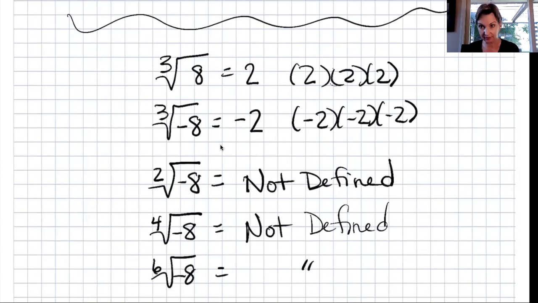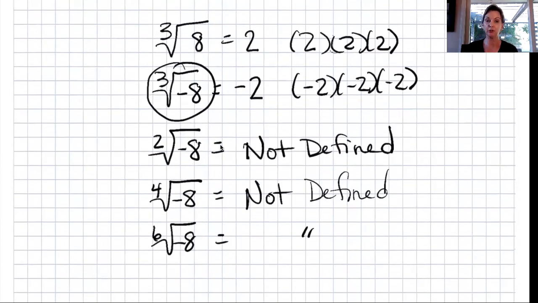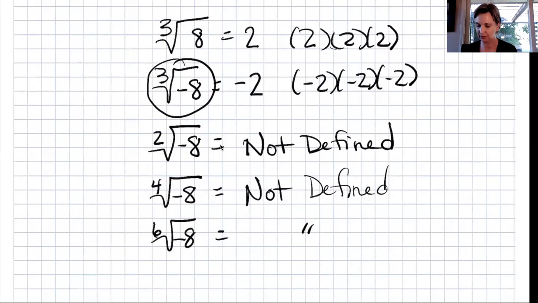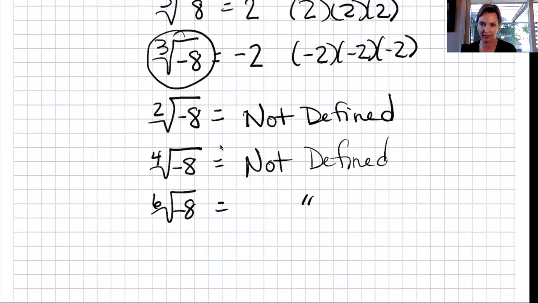But it can be defined for odd roots. Sometimes we see a negative number in a root symbol, and we automatically think, well, that's not possible, I can't have a -8 in there because we're not doing imaginary numbers yet. But that's not true. If it's an odd root, you can have negative numbers inside there. It's okay, just not if it's an even root. So don't automatically assume it's undefined if there's a negative number in there.